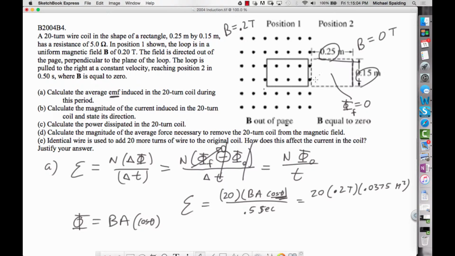Now what about cosine theta? In this situation, what's the angle here? It's 0, because it's the angle between the normal line to the loop and the field. The normal line is perpendicular to the page, but so is the field, because the field is coming straight out. So cosine of 0 is 1, so we'll just put 1 there, and then 0.5 seconds. This gives us an induced voltage of 0.3 volts. Okay?